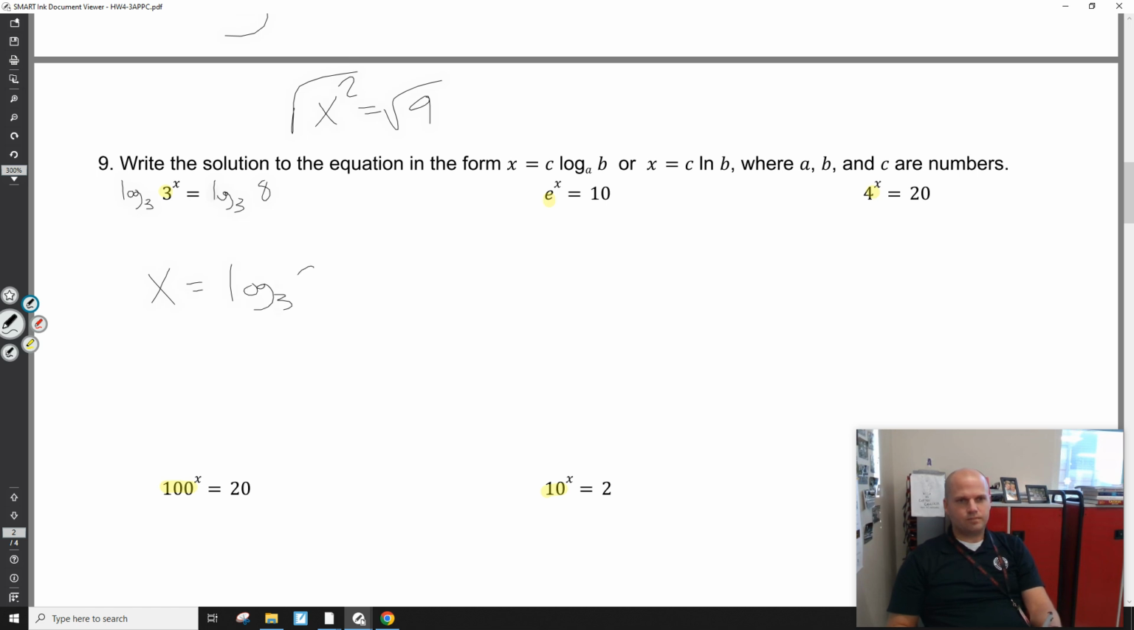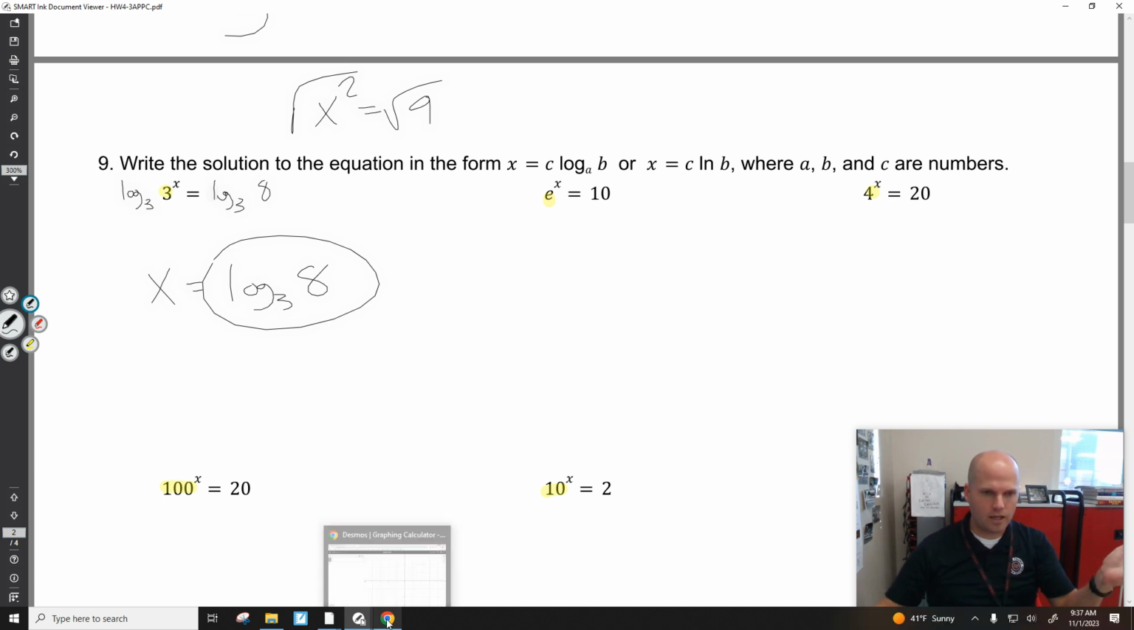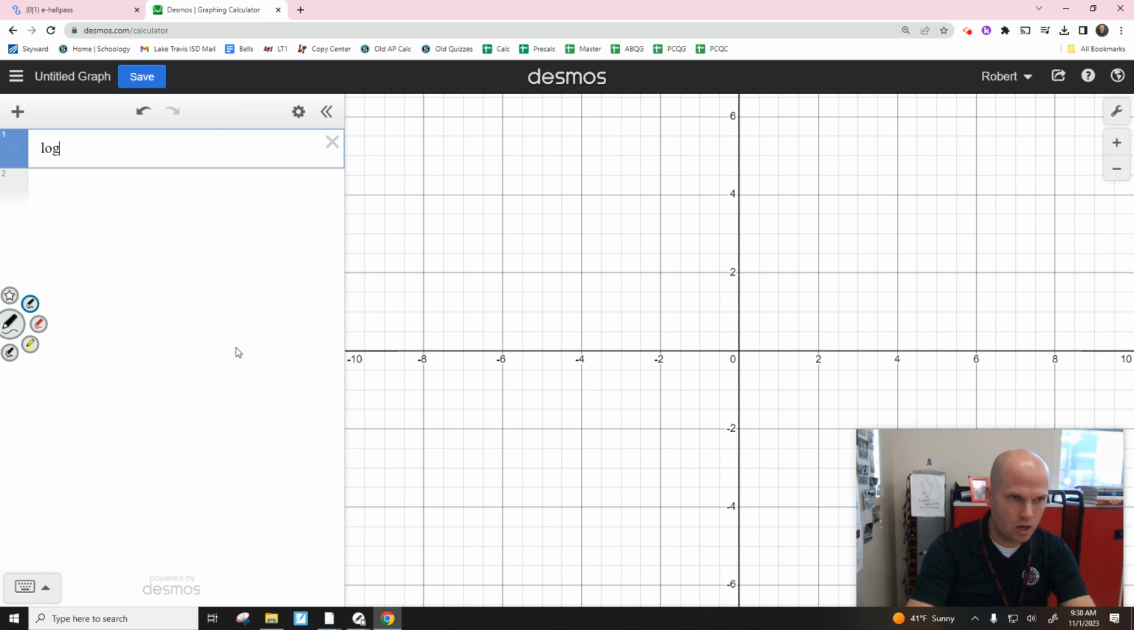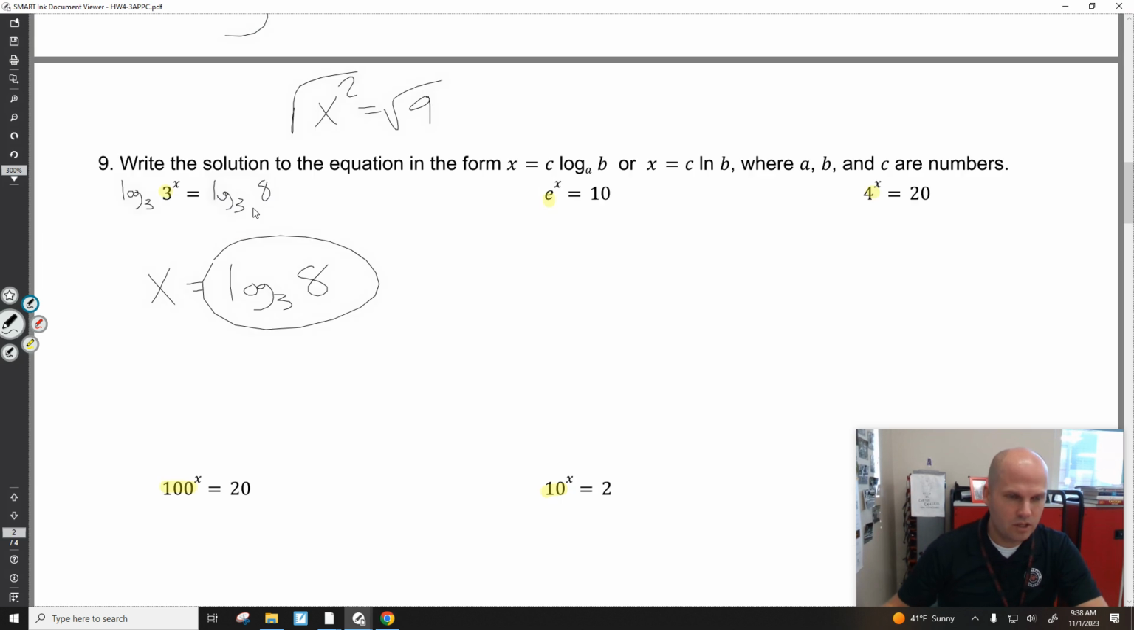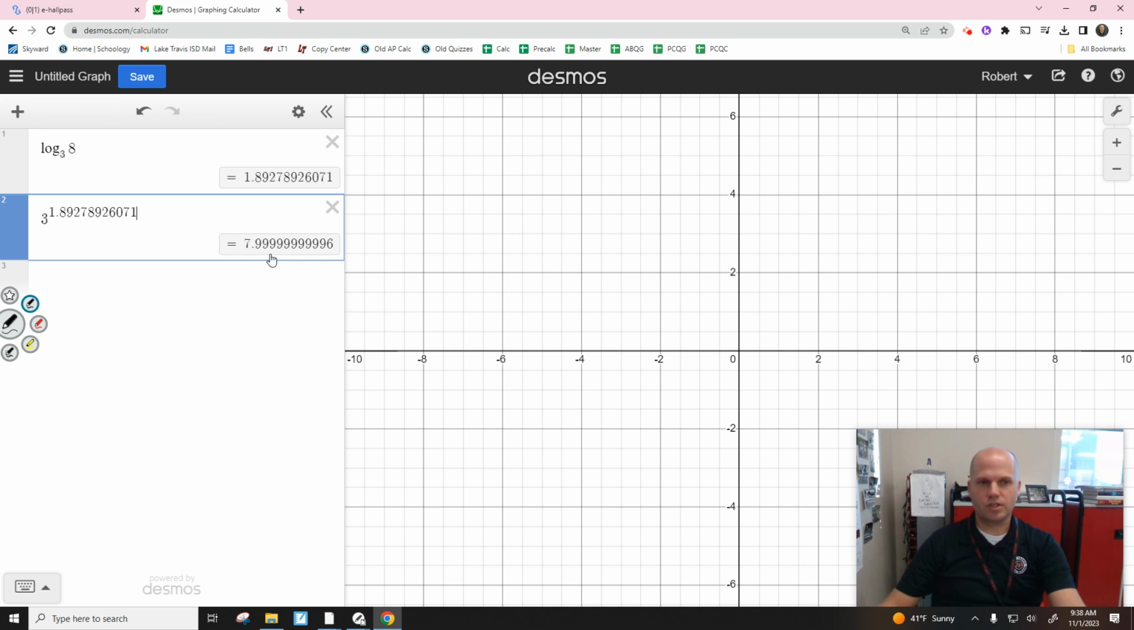This is our answer. This number, which back in the day students had to look up in a table and use different properties to get a numerical approximation, can be found now using a calculator. So you could type in the log base 3 of 8 and you get 1.8927. It's just saying 3 to this number is 8. Now, if I had more decimals, I'd get closer and closer to 8.